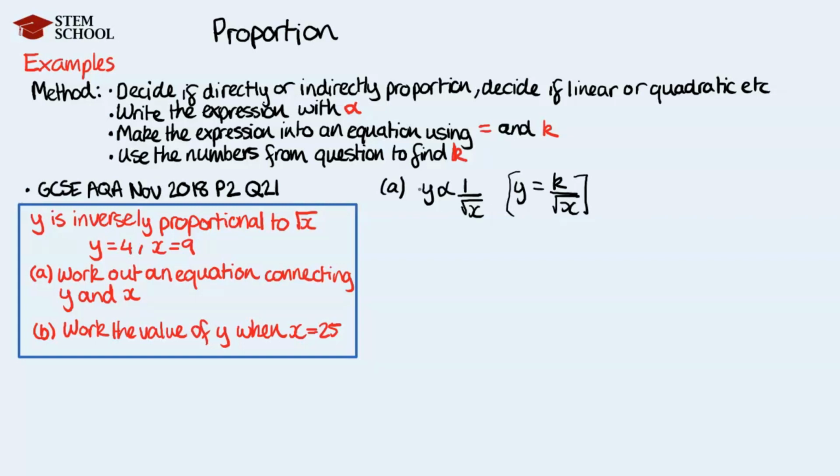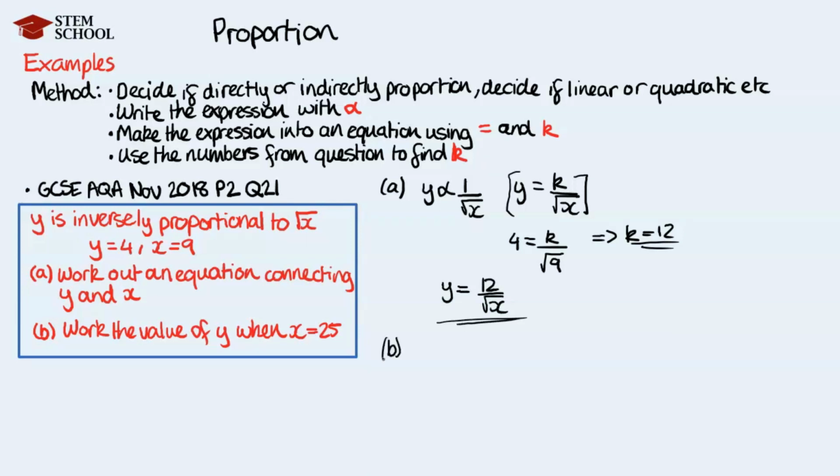And then the next step, as normal, is to use the numbers given to us to work out the value of k. So we just sub those values in. So y is equal to 4. 4 is equal to k over root 9, which is x. So when you work that out, you'll get k is equal to 12. Okay? And when you sub that in, you'll get the overall formula of y is equal to 12 over root x. Okay, so that's the answer to part A.